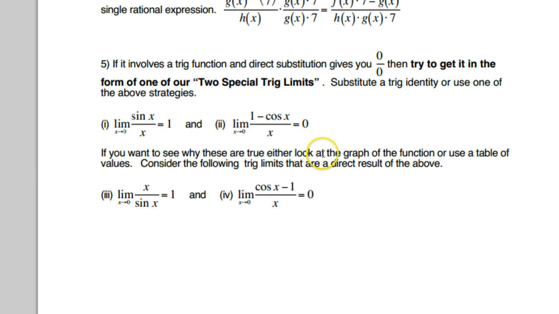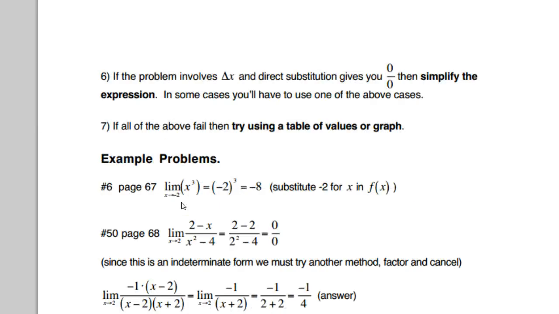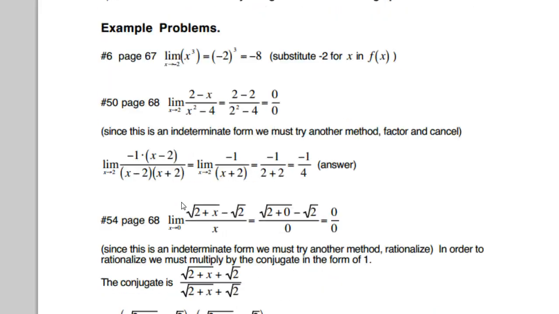If you want to see why these two are true, either look at the graph of the function or use a table of values. Consider the following trig limits that are a direct result of the above. You can also say the limit as x approaches 0 of x over sine of x is 1, and the limit as x approaches 0 of cosine of x minus 1 over x equals 0. If the problem involves delta x and direct substitution gives you 0 divided by 0, then simplify the expression. In some cases you have to use one of the above cases. If all else fails, try using a table of values or a graph.